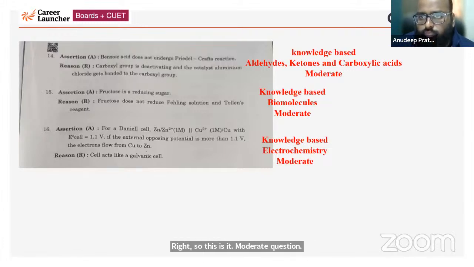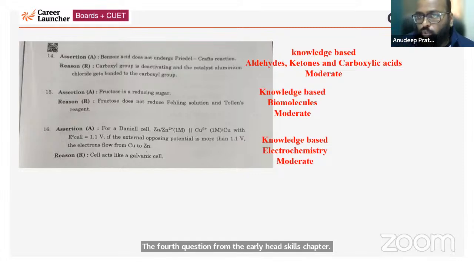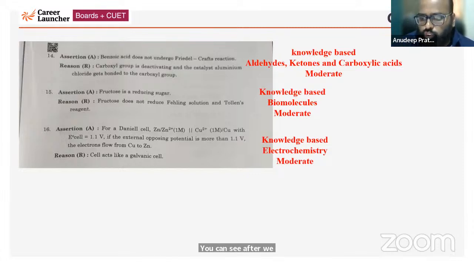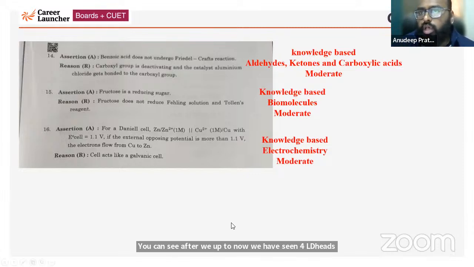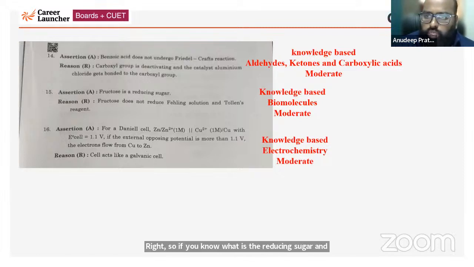Okay, so next one, if you see, again, this is aldehydes, ketones, and carboxylic acid. 4th question from the aldehydes, ketones chapter. You can see up to now we have seen 4 aldehydes, ketones questions, 2 alcohols, phenols, ethers questions, 1 haloalkane, haloarenes question. So organic chemistry is quite dominated in the MCQ part, right? And the next one is biomolecules, which is a moderate question, right? So if you know what is reducing sugar and all, then only you can answer this. So I'll say this is a moderate question.